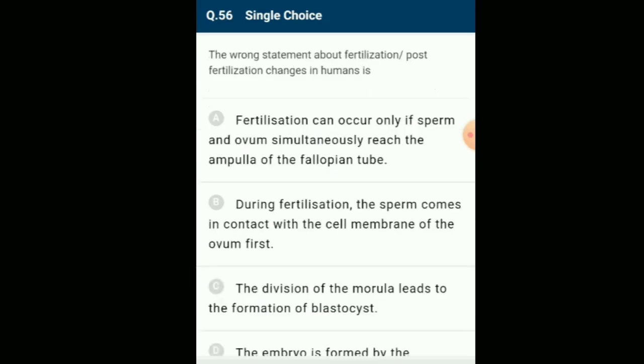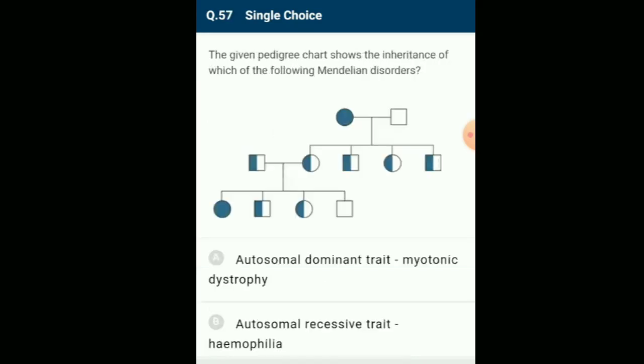Question number 56. The wrong statement about fertilization or post fertilization changes in humans is: during fertilization, the sperm first comes in contact with the zona pellucida layer of the ovum. Certain enzymes are released by the acrosome of the sperm. These enzymes cause certain changes in the zona pellucida layer. Thus, the entry of further sperms is prevented. So, the answer for this question is option B. During fertilization, the sperm comes in contact with the cell membrane of the ovum first. So, that is the wrong statement. Question number 57.